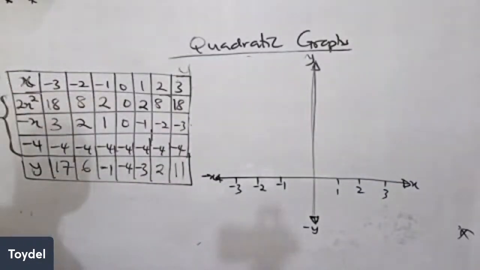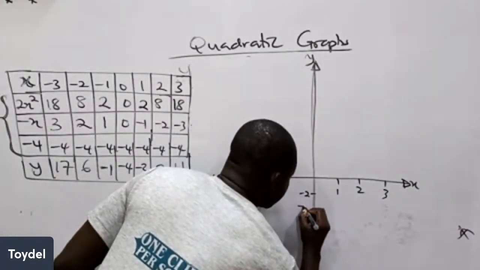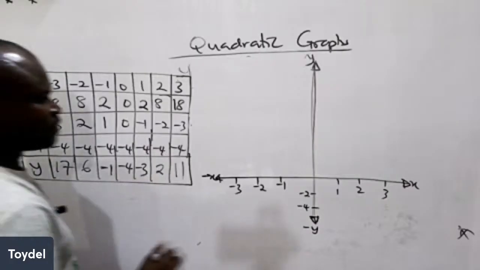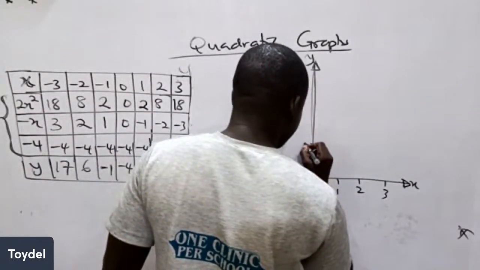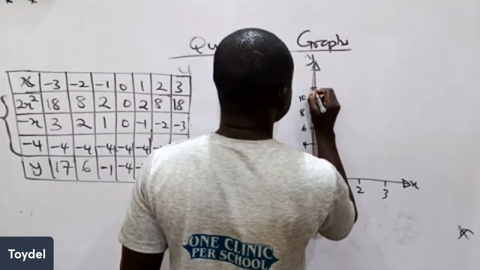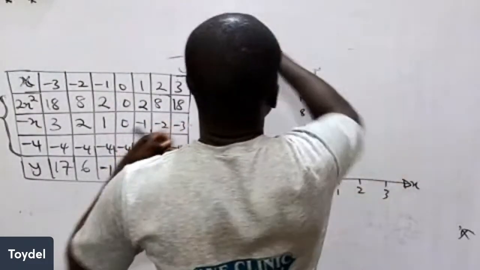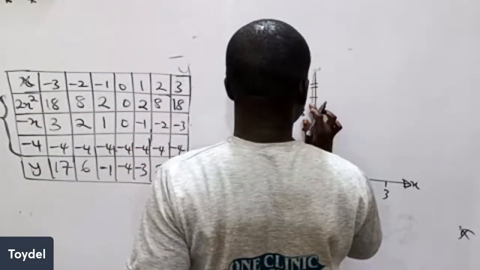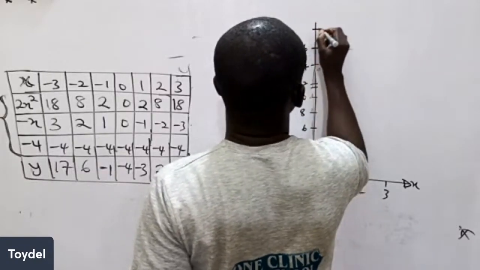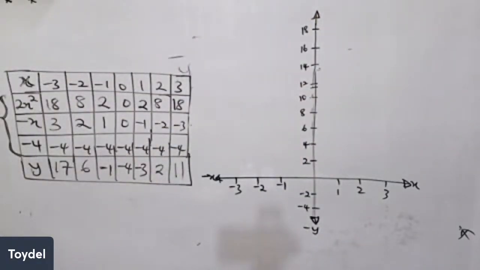But in case of the y-axis, 2 centimeters to 2 units. Here we only have -2, -4. That's the only negative that we have here. The lowest is -4. But in the positive, we have 17. So we are going to have 2, 4, 6, 8, 10, 12. We have a long way to go. 14, 16, 18. So we can stop at that because the highest is 17.